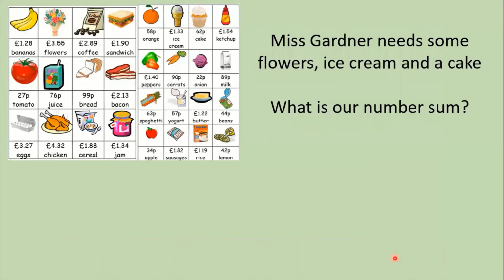Okay then, so it's Miss Gardner's mum's birthday coming up, so we must do her shopping to help her out. She's been so busy. So she needs some flowers, ice cream, and a cake. So we have got 3 items in this number sum. Can you work out what our number sum will be if you could spot those 3 items in our shopping list?